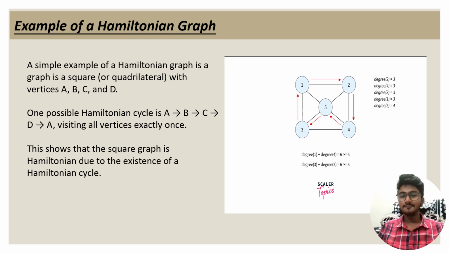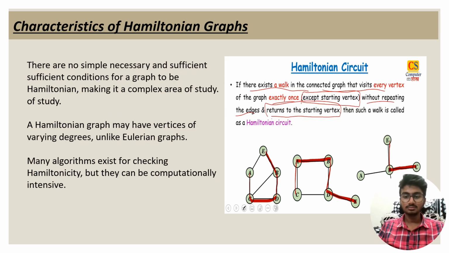A Hamiltonian graph is the major thing where all the vertices should be met. Hamiltonian circuit: there are no simple, necessary, and sufficient conditions for a graph to be Hamiltonian, making it a complex study. A Hamiltonian graph may have vertices of varying degrees, the point to be noted, not only an even degree or only an odd degree. It may be any degree, even or odd.